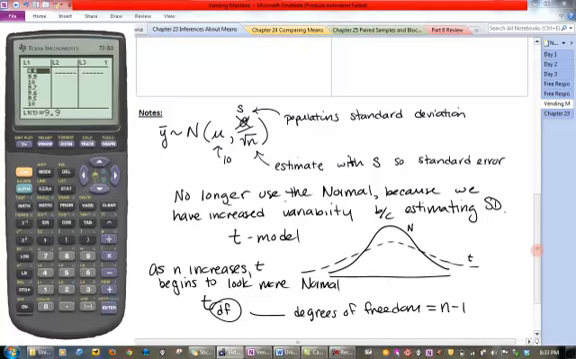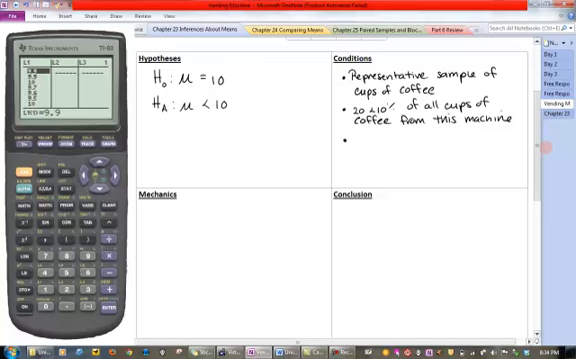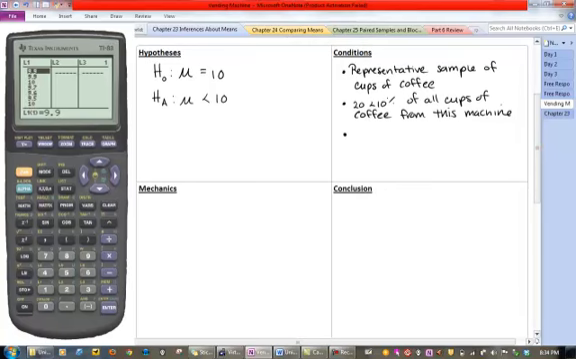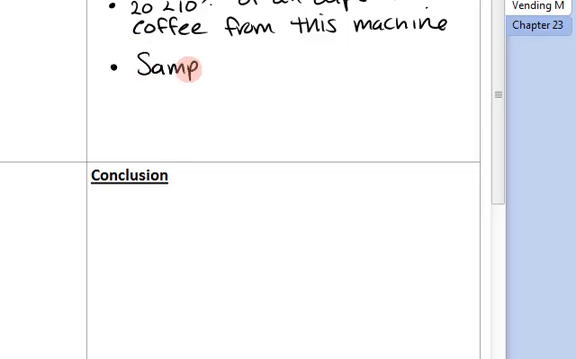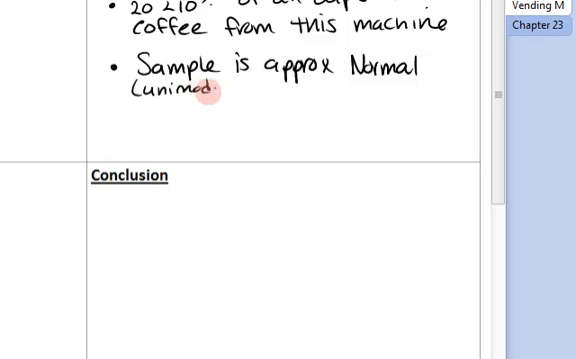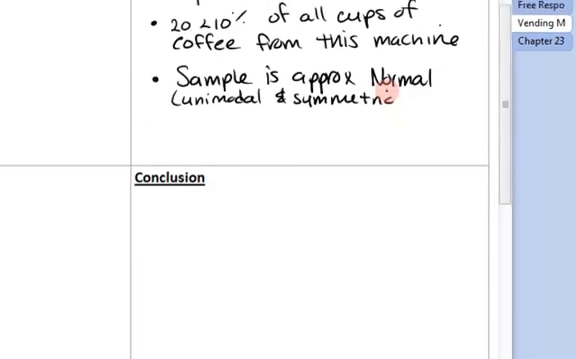Okay, so we're going to scroll back up, and now we're going to be able to address these conditions. So we said there was one more condition left, and the t distribution does not work for really skewed distributions. So what we're going to have to check is that our data, or our sample, is approximately normal. That is unimodal and symmetric.